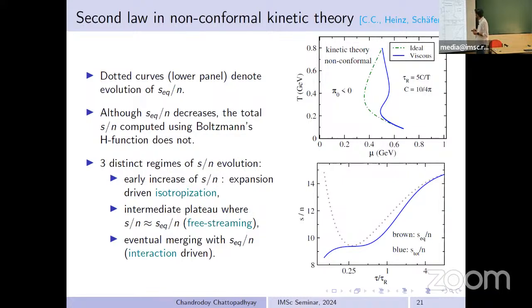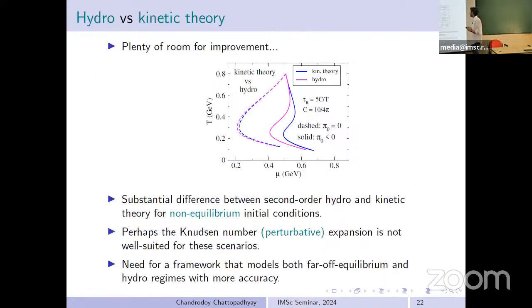So with this, it seems okay, hydro is doing fine, but still once one compares hydro and kinetic theory for very far from equilibrium initial conditions, here the magenta lines are hydro and blue ones are kinetic theory exact solutions. We see that there is plenty of room for improvement. So this somehow motivates us to go towards a framework which can model both far off equilibrium and hydro regimes with more accuracy than this second order framework was doing.